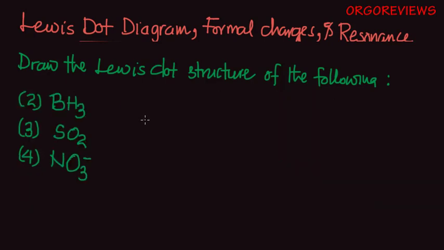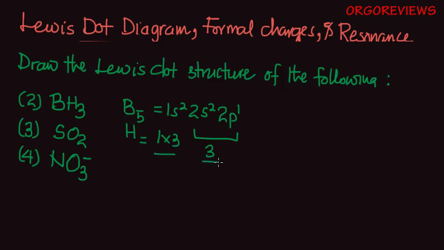Next, we're going to talk about the dot structure for BH3. It is made up of boron and hydrogen. Boron has 5 electrons, and its electronic configuration is 1s2, 2s2, and 2p1. That tells us the valence electrons for boron is 3. That of hydrogen, we know is 1. And since we have 3 of those, that will give us 3 valence electrons, and 3 valence electrons for boron. If you add this together, you will have 6 valence electrons.